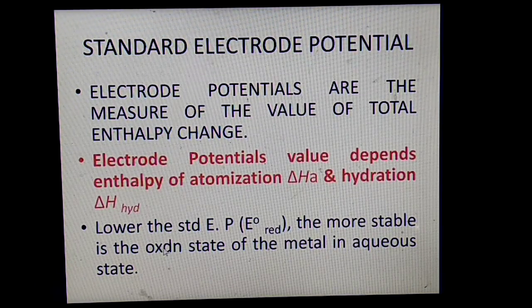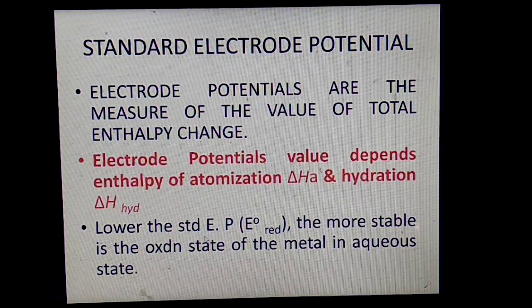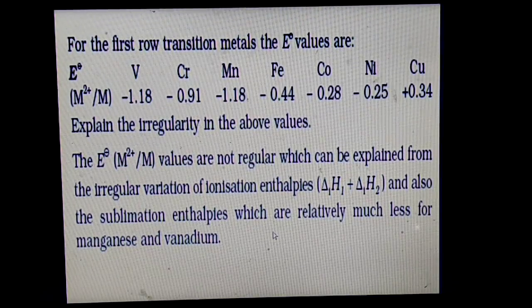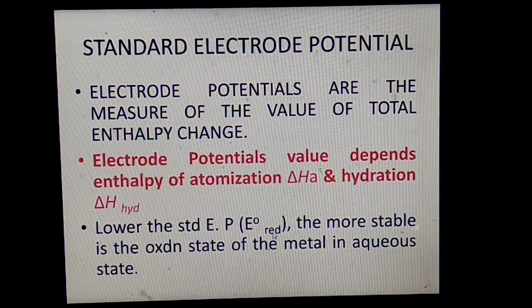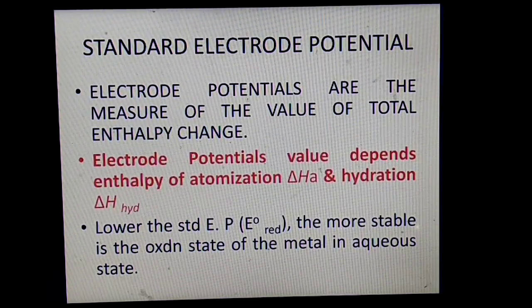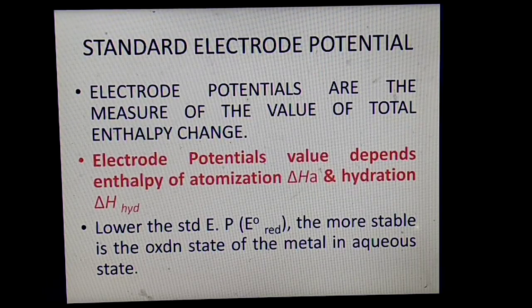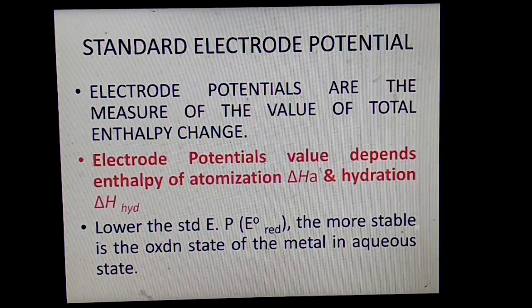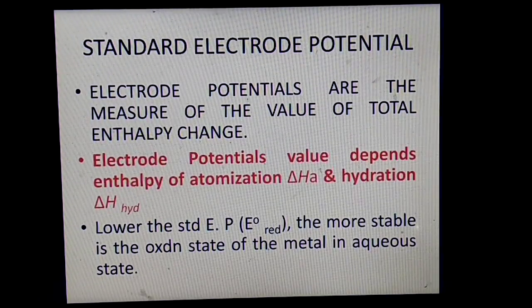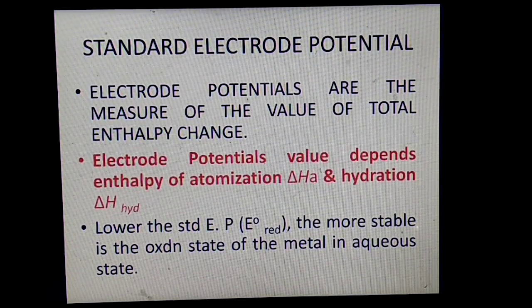The lower the standard electrode potential, the more stable is the oxidation state of the metal in aqueous solution. So, electrode potential, what is it? It measures the value of total enthalpy change. Number 2, electrode potential value depends on enthalpy of hydration and enthalpy of atomization. Number 3, the lower the electrode potential, the more stable is the oxidation state of the metal in the aqueous solution.